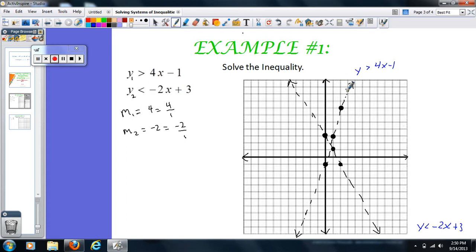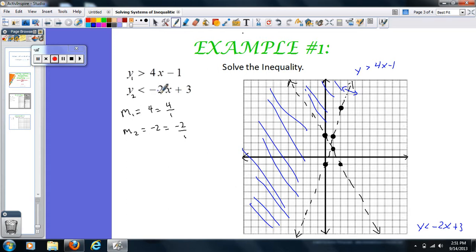So for this graph, I'm going to use what we call the perpendicular line test. I'm going to draw a small perpendicular line. This is greater than, so I'm going to shade the side where the arrow is up. This is the side where my arrow is up, so I'm going to shade this region right here. And I'm going to draw these lines vertical for a reason.